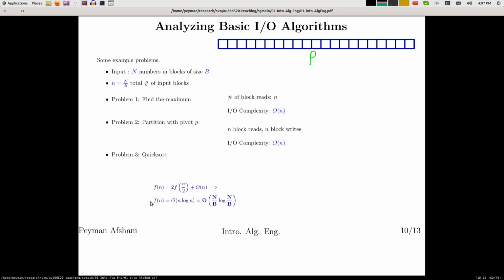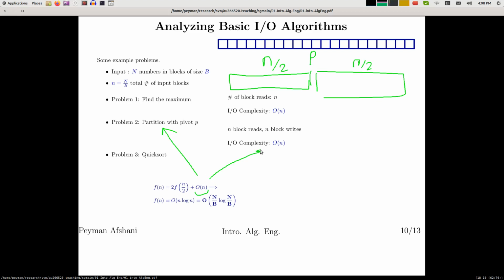After I do this partitioning step, I will have half of the blocks, n over 2 blocks, smaller than p, and n over 2 blocks larger than p. Okay, and then I could just recurse on them. So the recursion becomes f of n equals 2 times f of n over 2 plus O of n, and this O of n is because of this partition step. So therefore, if you know Master's theorem, this solves to n log n.